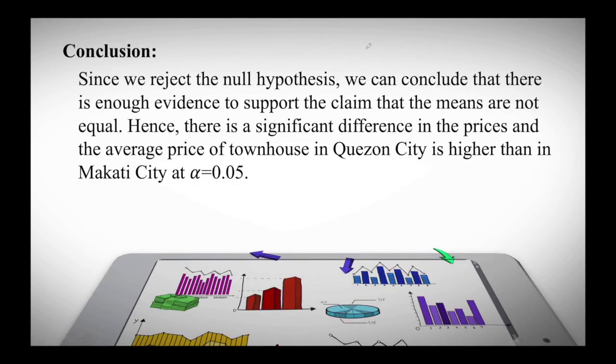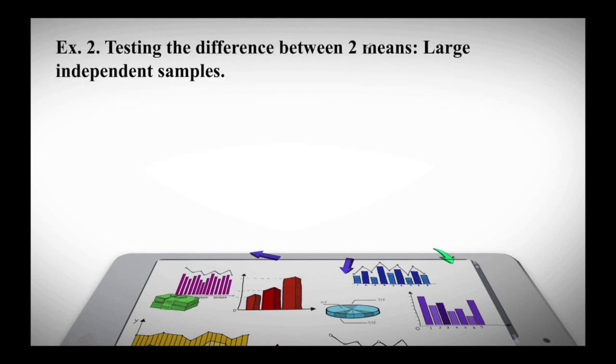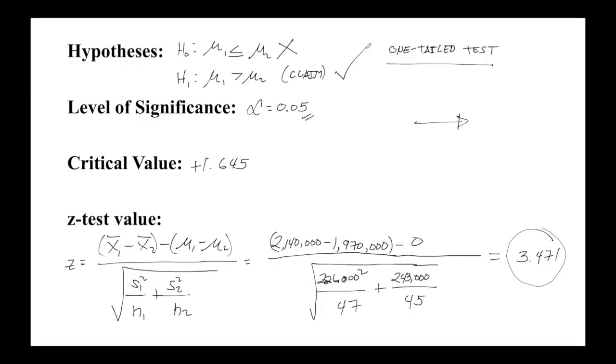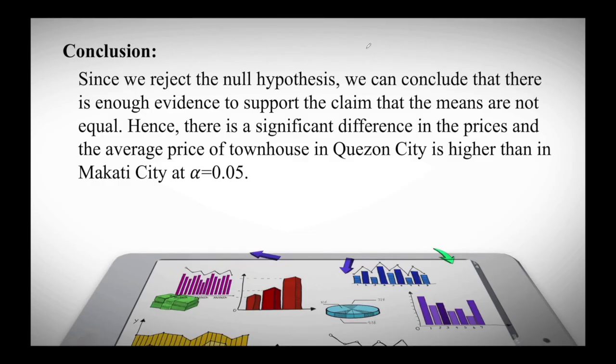Since we reject the null hypothesis, we can conclude that there is enough evidence to support the claim that the means are not equal. There is one population which has a higher mean. Hence, there is a significant difference in the average price of townhouses between Quezon City, which is higher than Makati City, based on our alternative hypothesis. Okay? At alpha level 0.05. I hope you get it.